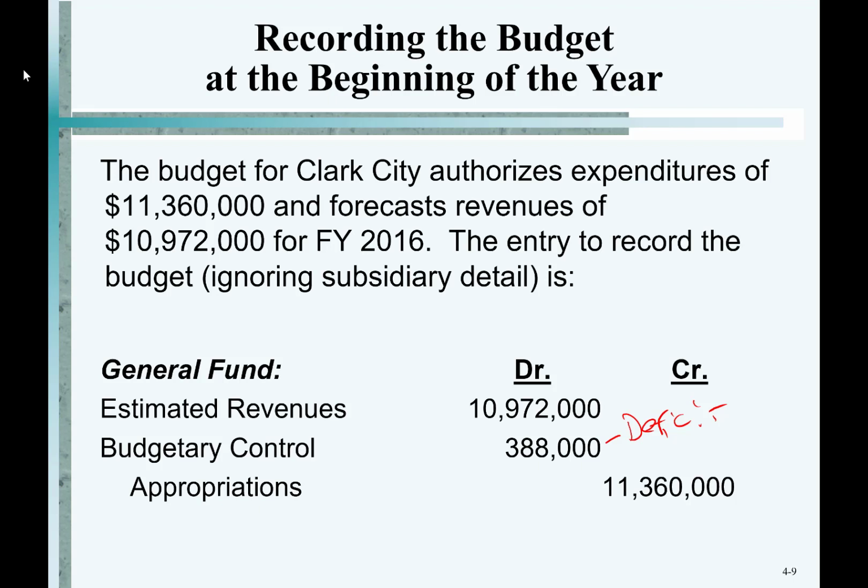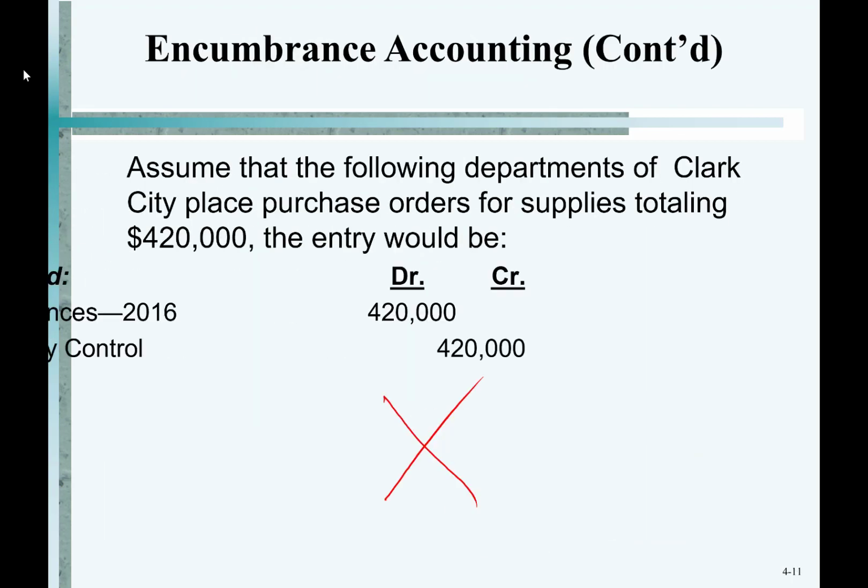This is the beginning of the year journal entry in which we do what? We debit the budgetary control. We debit the estimated revenue. We credit the appropriations, and if it's a deficit, we do what? Debit the budgetary control. If it's a surplus, we do what? Credit the budgetary control. And you make this entry at the beginning of the year. Now, at the end of the year, we're going to reverse this entry. Okay? But let's take a look at our encumbrance accounting.